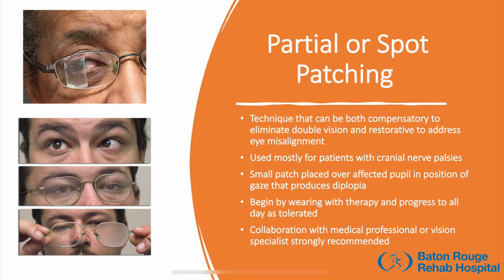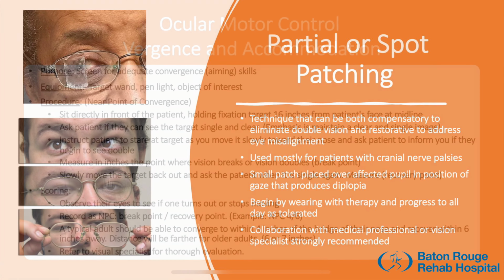The main principle is to assess your patient's eye range of motion, observe for limitations, and identify the position of gaze that elicits double vision. Remember, a little occlusion goes a long way.